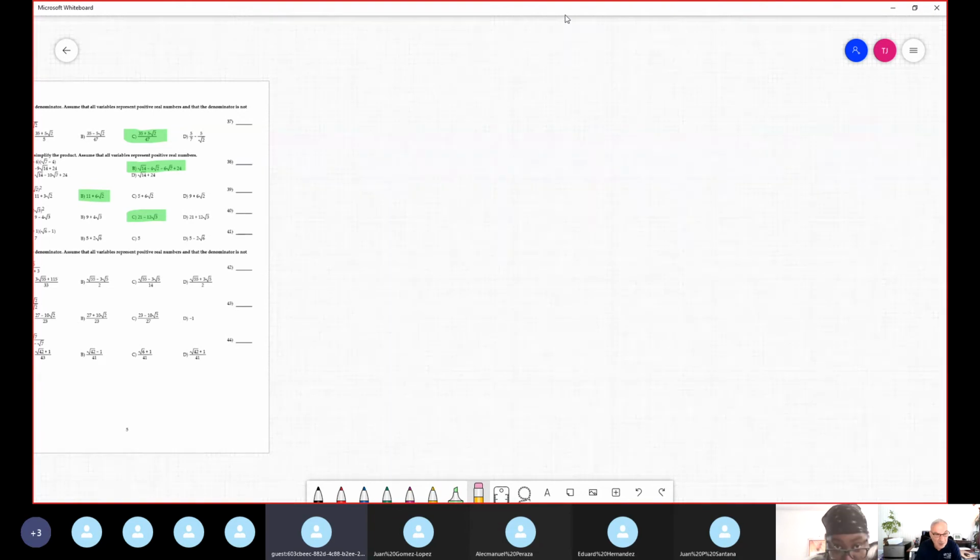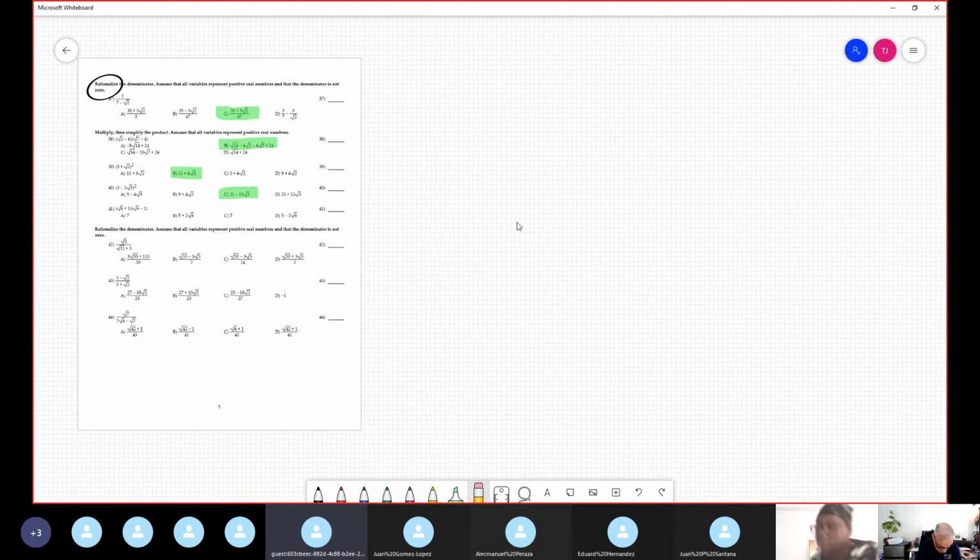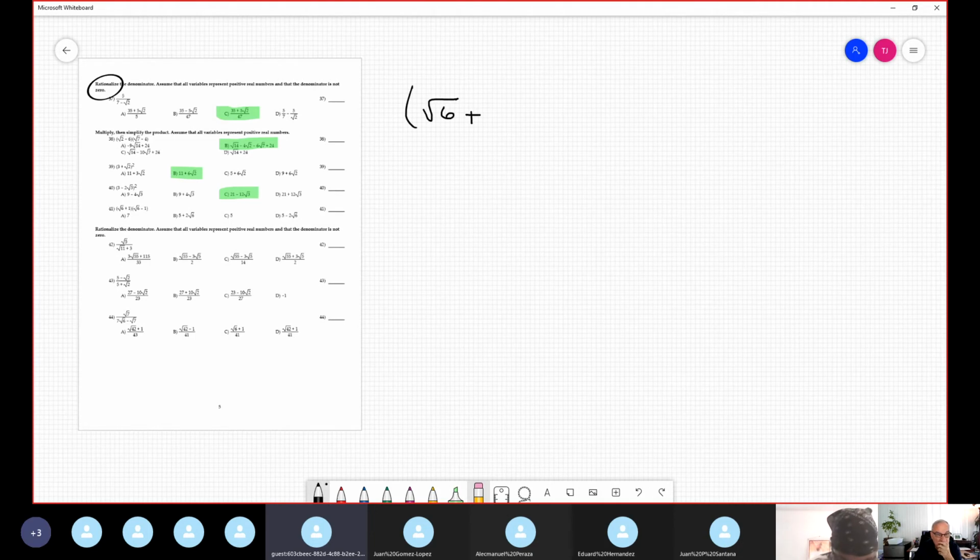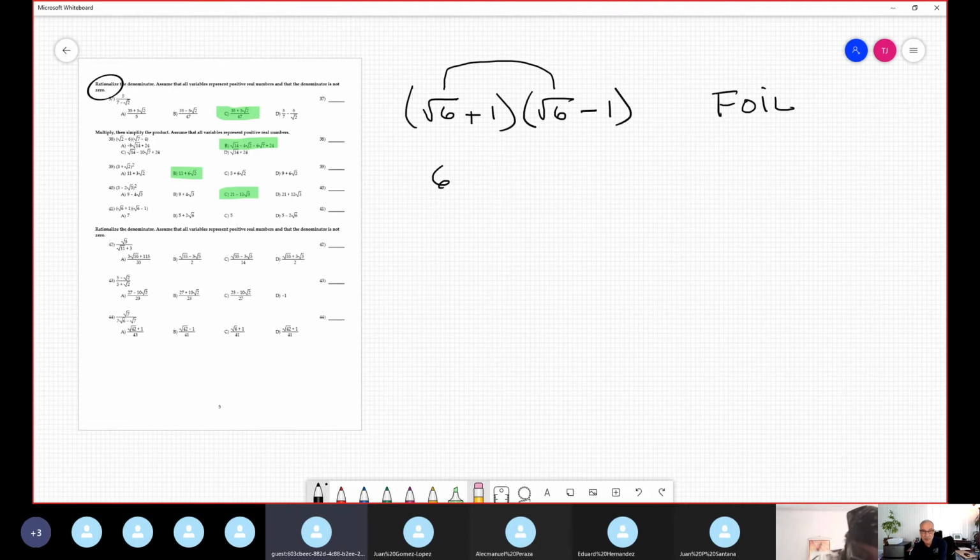Okay. Moving on to 41. 41 is radical 6 plus 1 and radical 6 minus 1. Okay. Foil again because you like. However, I can see it's much better, in my opinion, no? Using the formula because I realized that they are conjugate. But okay. Foil. Radical 6 times radical 6 is 6.